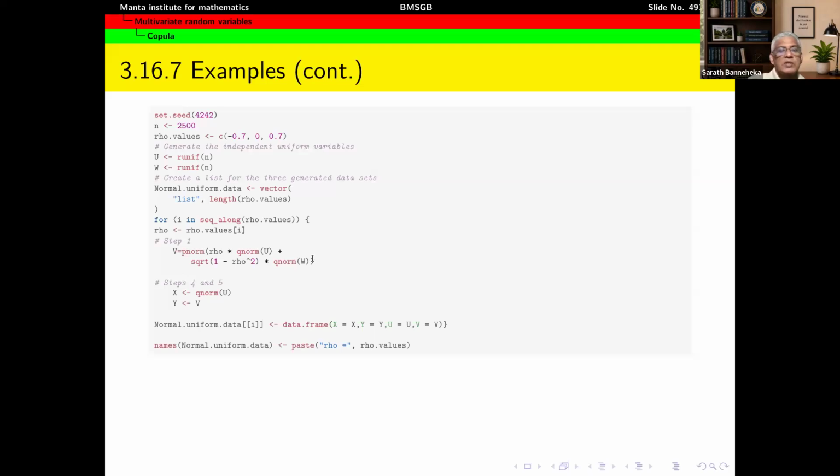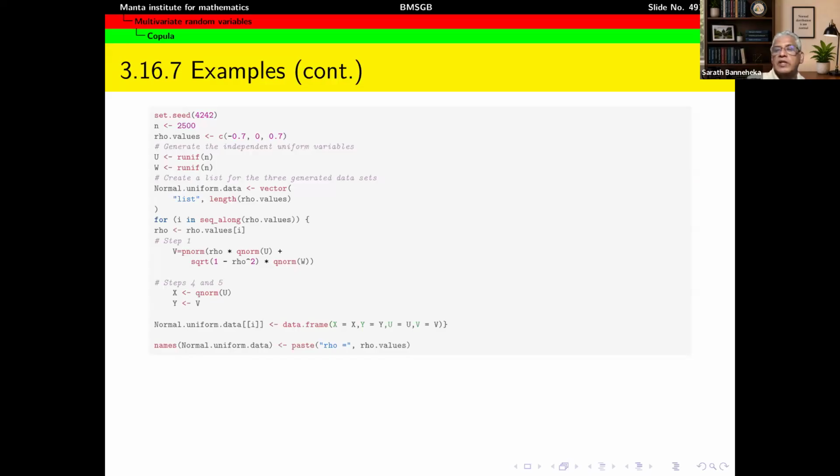V is going to be obtained using that expression for a given i, and then X will be qnorm of U. That is to get standard normal, convert U to standard normal, but Y will be the same as V. So that will be done for each rho, and thereafter I can separately get them.